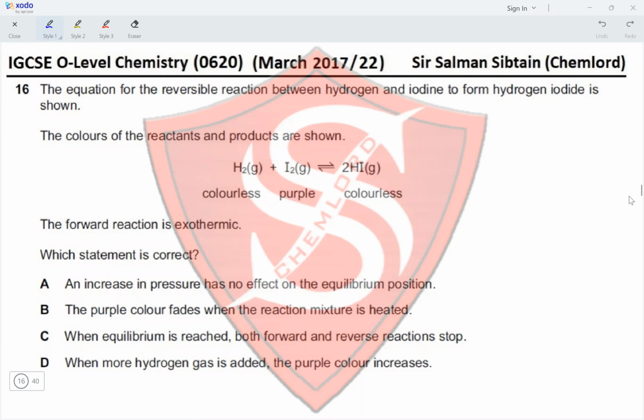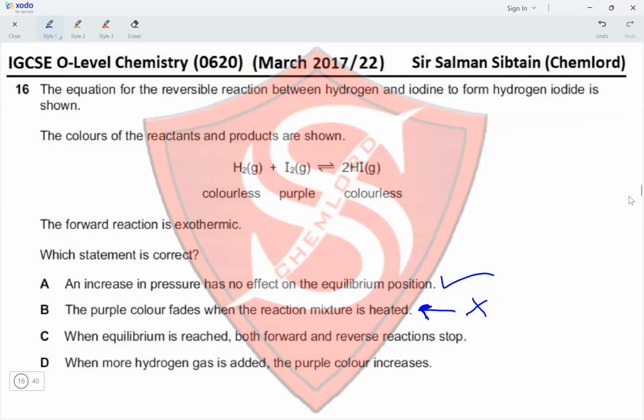Since there are 2 moles of reactants and 2 moles of products, the number of moles are equal. So an increase or a decrease in pressure will have no effect on the position of the equilibrium. So this statement is correct. The purple color fades when the reaction mixture is heated. It is an exothermic reaction. So an increase in temperature will favor the backward reaction. So the purple color will not fade. The purple color will increase in its concentration.